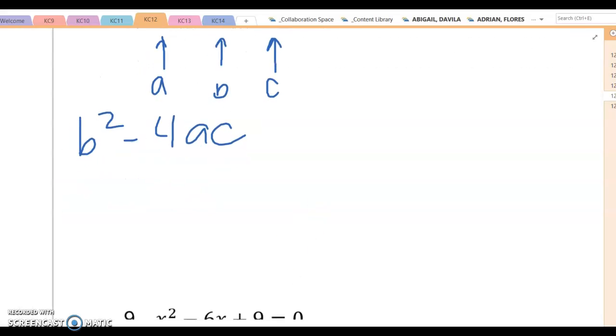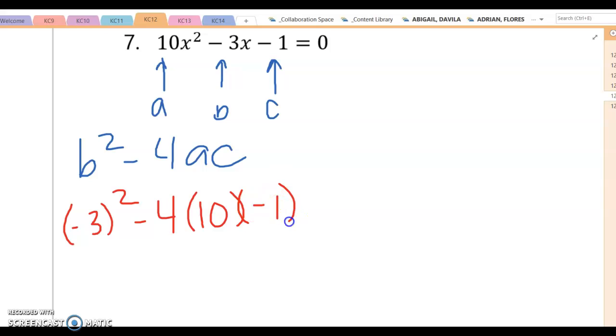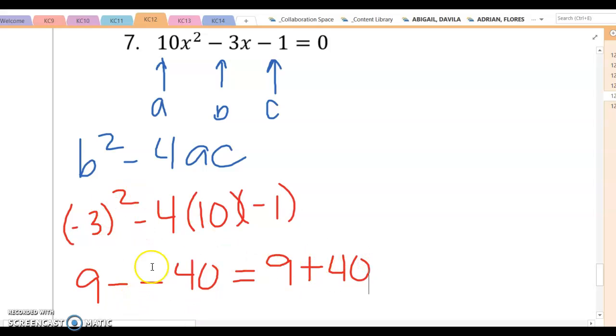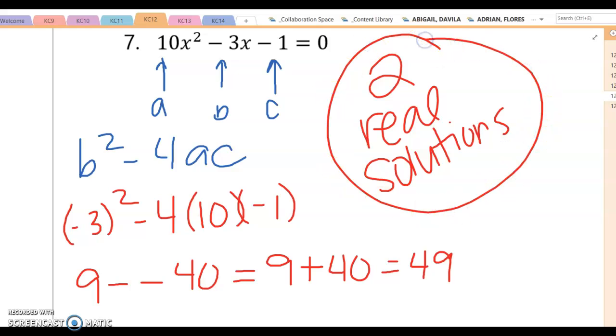So b squared, I can't even see the problem. So b squared, so we're doing -3 squared minus 4 times a, which is 10, and c, which is -1. So -3 squared, that is 9. And then we're doing minus 4 times 10, which is 40, times -1, so minus -40. And remember, that's the same thing as doing 9 plus 40, right? When you have your double negative over here, two negatives, those change to a positive. So we have 9 plus 40, which is 49. So this one's going to have two real solutions, right? Because 49 is a positive number, right?